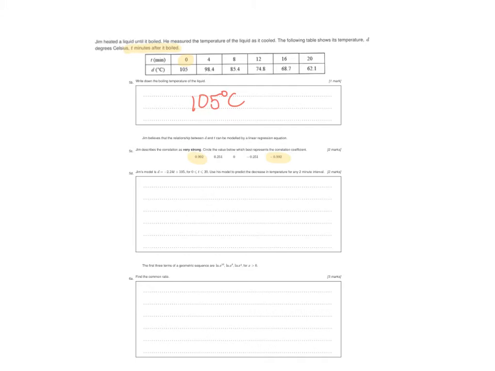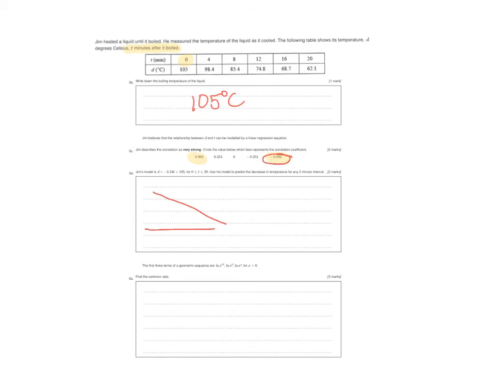And then we also can tell when we start looking at the table, as the x values are going up, the y values are going down. So if we were to graph that, as the x values over here are going up, the y values are going down. So that it was a negative correlation. So that means it has to be this, -0.992.